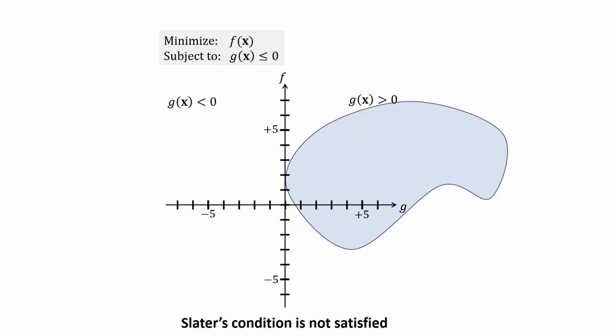Now in this case, Slater's condition is not satisfied because this blue shaded image never crosses this vertical line. So there is no strictly feasible point. Therefore, Slater's condition is not satisfied here.